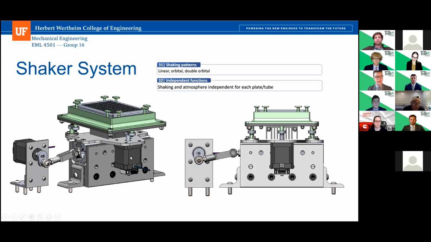Now, each motor has a crank size of 1/2 inch. So with a combination of running both of these motors, we can achieve double orbital motion with our design. And each one of these shaker systems is in each module, so independent shaking patterns can be obtained for every single experiment and module.